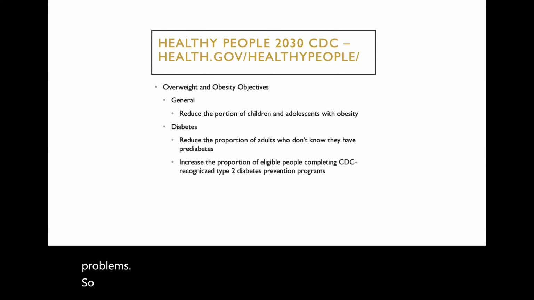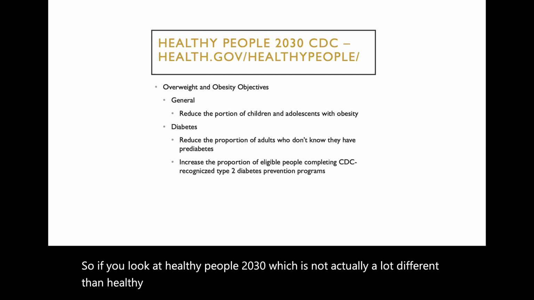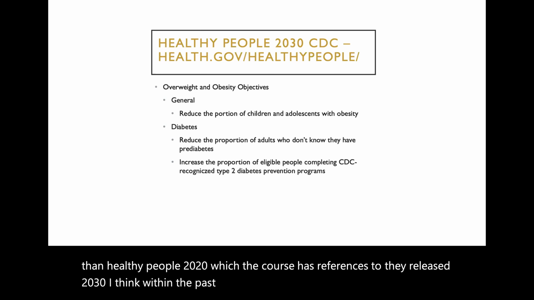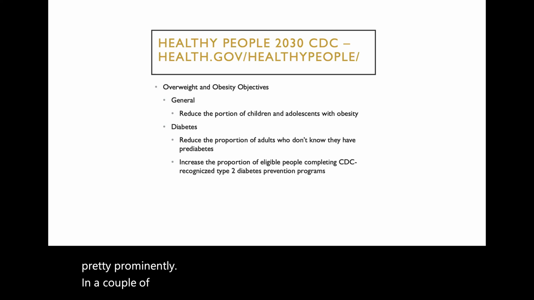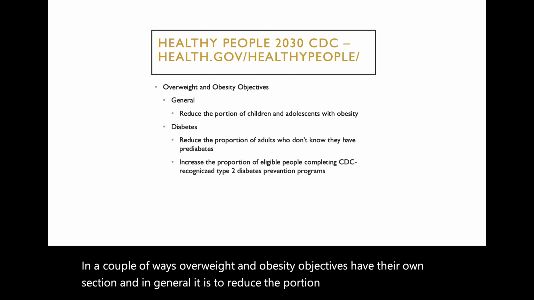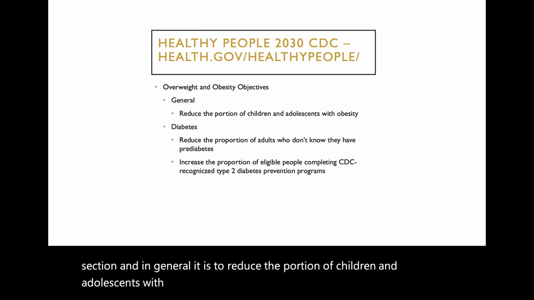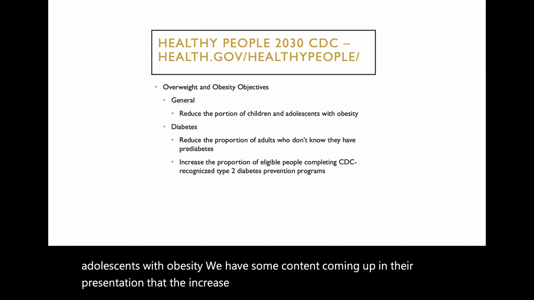So if you look at Healthy People 2030, which is not actually a lot different than Healthy People 2020, which the course has references to, they released 2030, I think, within the past year or so. Obesity plays out in that pretty prominently in a couple of ways. Overweight and obesity objectives have their own section, and in general, it is to reduce the portion of children and adolescents with obesity. We have some content coming up in the presentation on that. The increase in obesity in kids is alarming, to say the least.